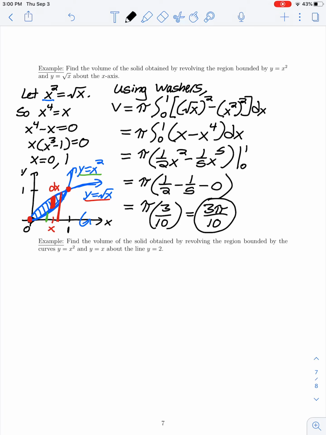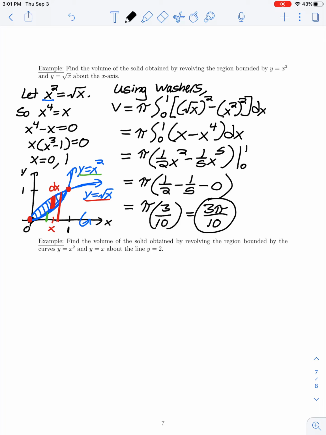Now let's look at a couple of other examples. So similar to what we saw for the disk method, when we're revolving some region about a line, the line that we're revolving around doesn't always have to be either the x or the y axis. It could be any vertical or horizontal line. So let's look at some examples using the washer method where our axis of revolution is not either the x or the y axis.